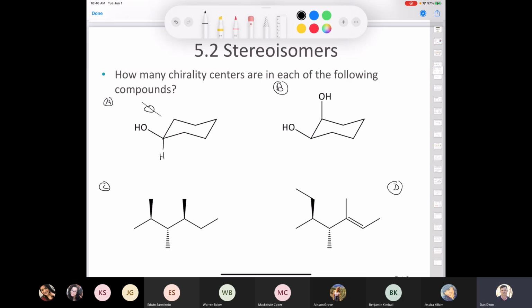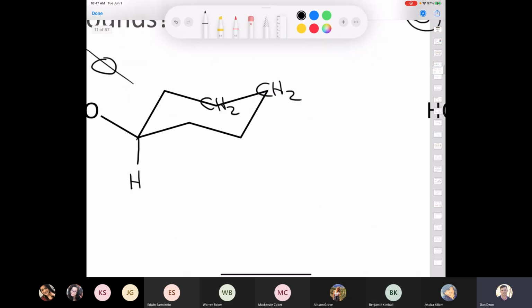Now, I just want to address something that somebody might be thinking: well, Mr. Dion, what about all these methylenes? What about all these CH2s? Well, those by definition could not be stereocenters because they both have 2 hydrogens that are identical. So whenever you see a CH2 or a CH3, it cannot be a stereocenter, right?